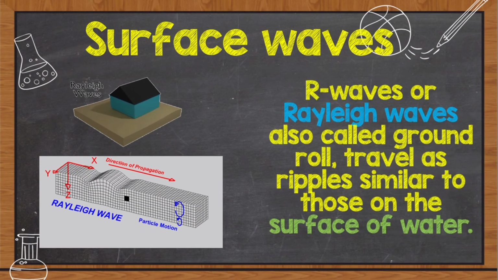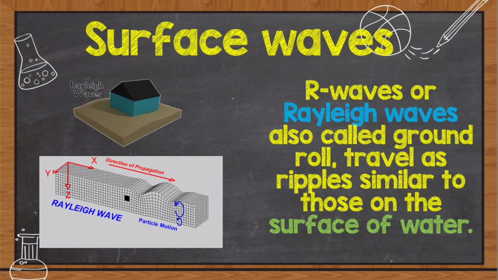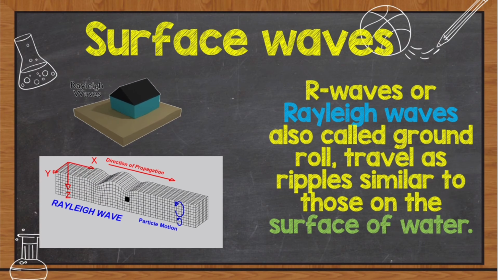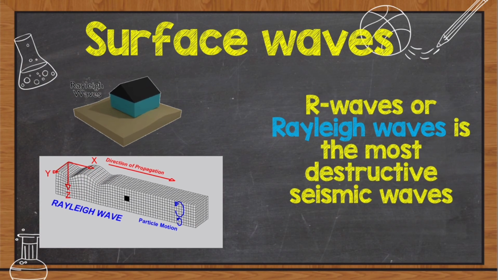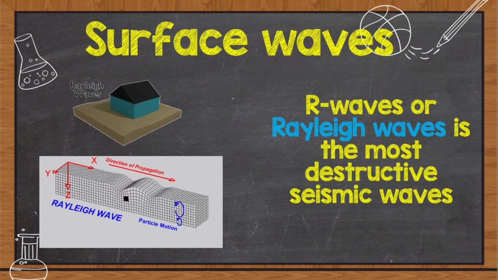The R waves, or Rayleigh waves, also called ground roll, travel as ripples similar to those on the surface of the water. Rayleigh waves look like a wave produced on the surface of the water. R waves, or Rayleigh waves, are the most destructive among the seismic waves.